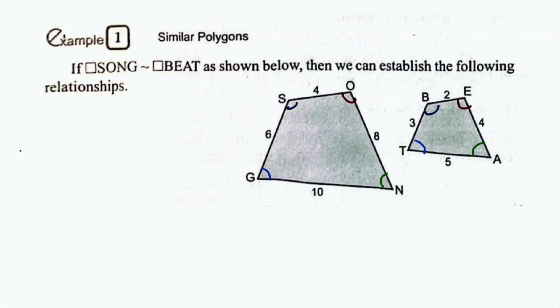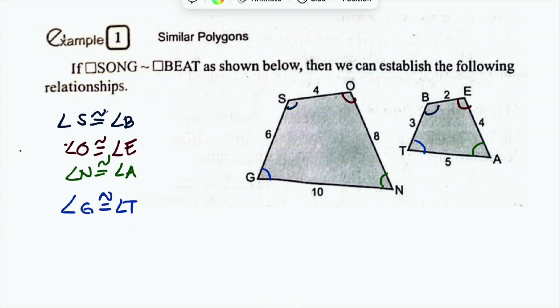So in this example number one, there are two polygons that are similar. This polygon SONG is similar to this polygon BEAT. This is the symbol for similar. So we can then establish that the angles of these two polygons are the same or congruent.